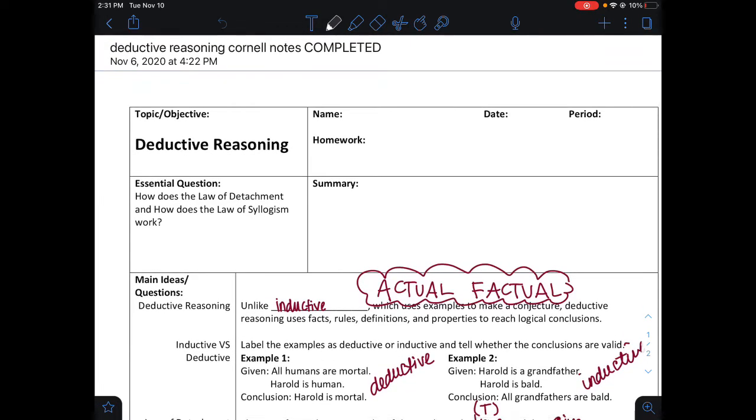All right, guys, this is deductive reasoning. Deductive reasoning is different than inductive reasoning. I kind of touched on this in the inductive reasoning video. But we are going to be focusing on the laws of detachment and syllogism. So the law of detachment and the law of syllogism. It sounds scarier than it actually is, I promise.